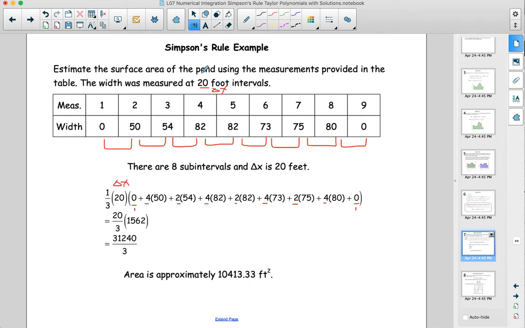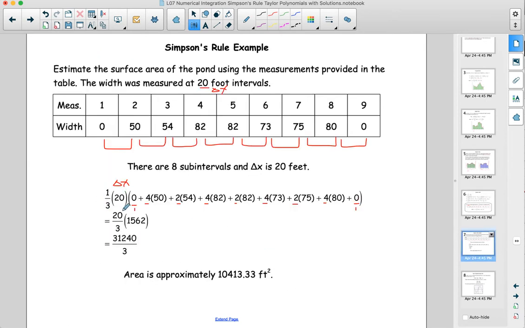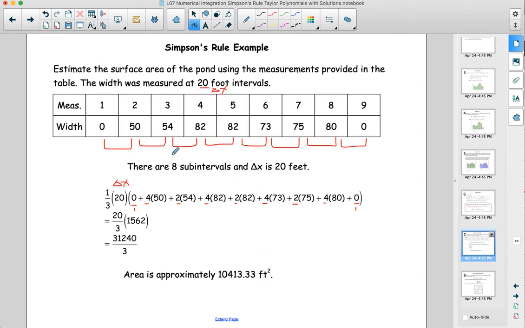So each width was measured at 20-foot intervals. That's my delta x. And remember our formula, I'm just going to show you again, it's 1/3 delta x. And delta x is 20, so it's 1/3 times 20. And then we're starting with the patterning. The first data point occurs once, and then 4, then 2, then 4, then 2, and so on. So when we go through this, this occurs once, then 4 times that one, 2 times that one, 4 times that one, 2 times that one, 4 times that one, 2 times that one, 4 times that one, and then this one occurs once. So again, in order to use this formula, you need an even number of subintervals.